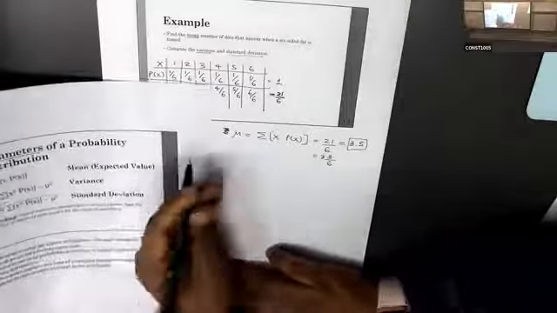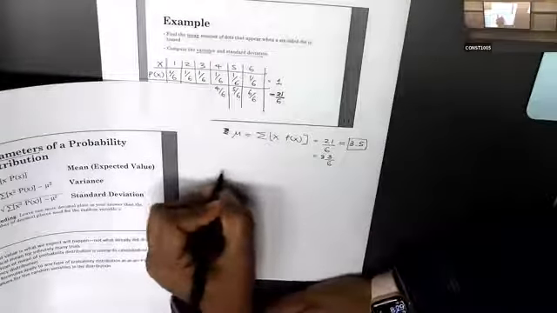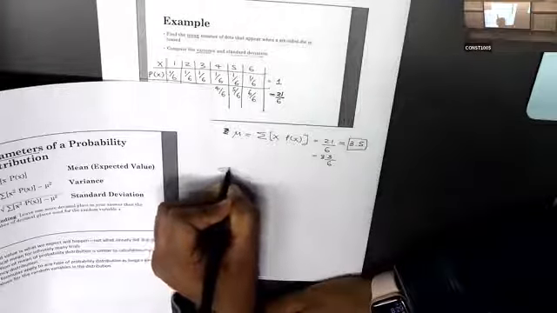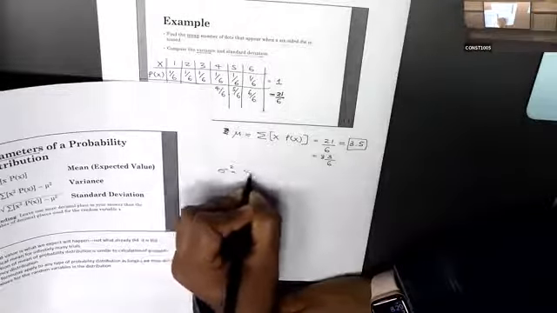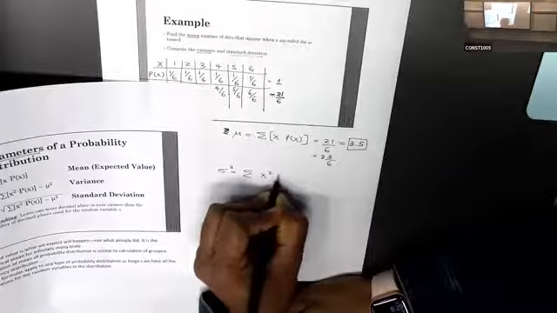Now next one, compute the variance. The formula for the variance is this, okay. Summation of x squared times px.